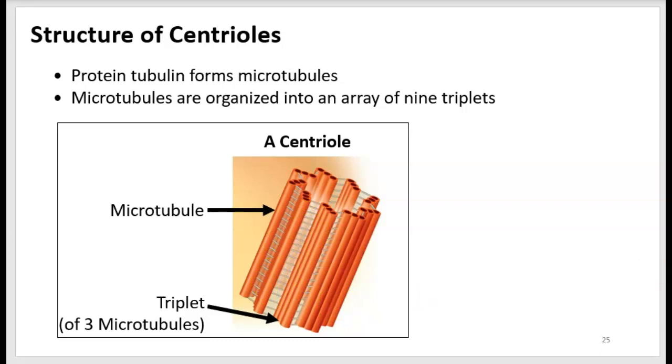Now, the reason centrioles are important is because they become the basis for which a big structure is formed in a cell that's dividing to help move chromosomes. And we'll talk about that when we do cell division. I didn't want to overwhelm you right now with that.